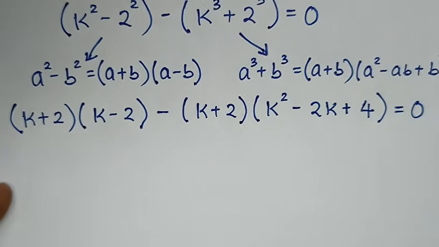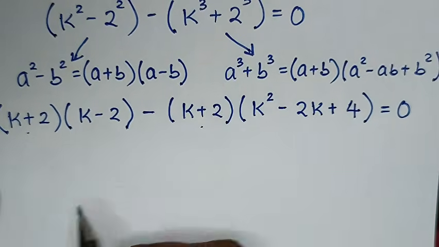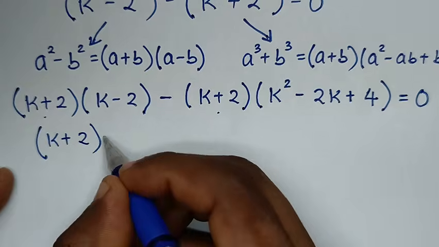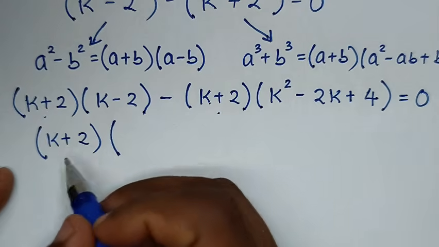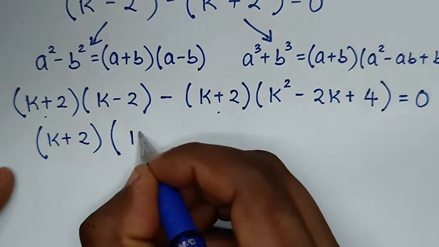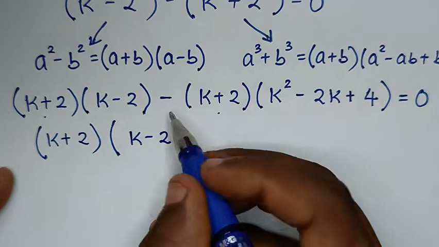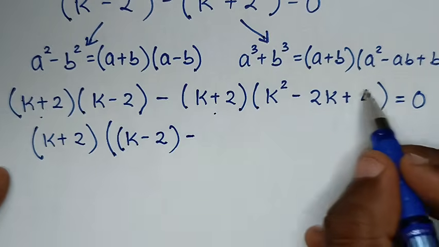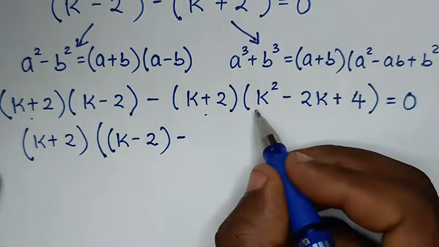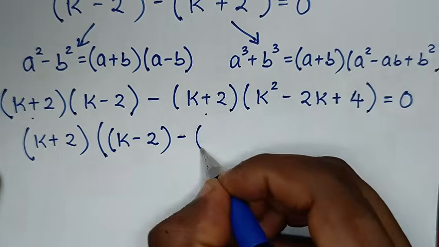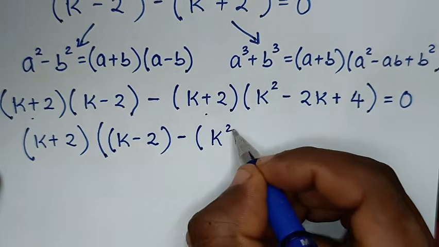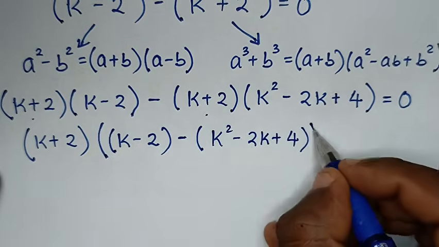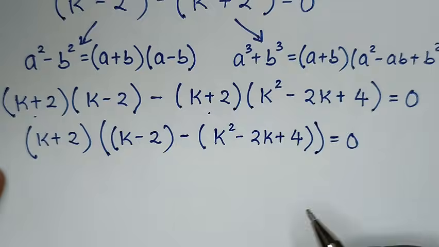Then in the next step, here, k plus 2 is common. So we'll take k plus 2 bracket outside the bracket. Now this here divided by k plus 2 is this k minus 2. Then bracket, here negative, this here divided by k plus 2 is this here. So here it will be bracket k² minus 2k plus 4 bracket is equal to 0.